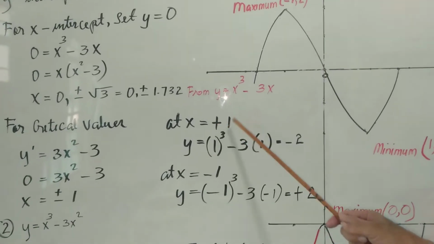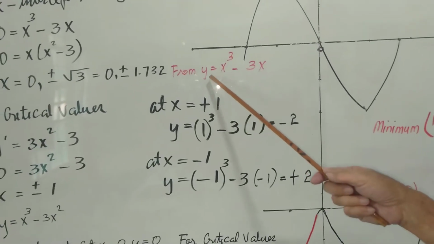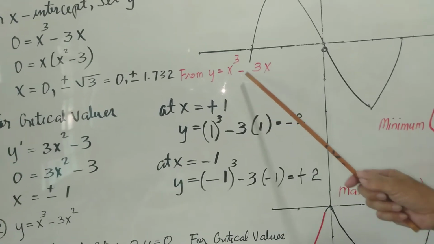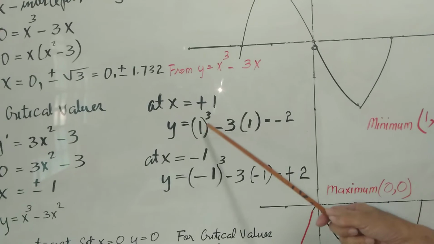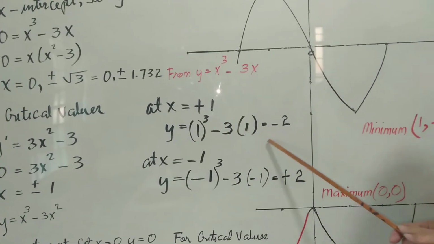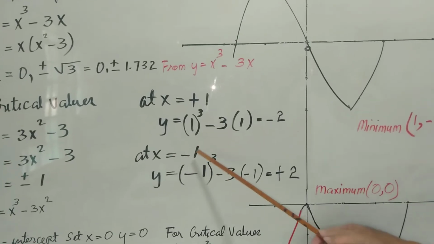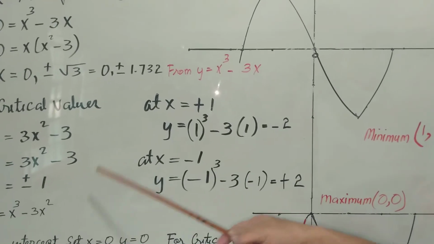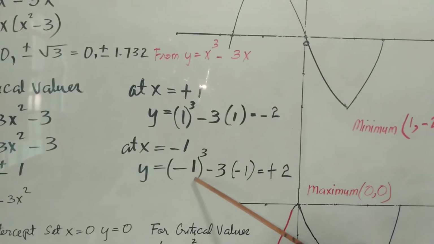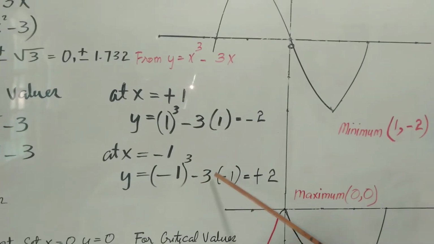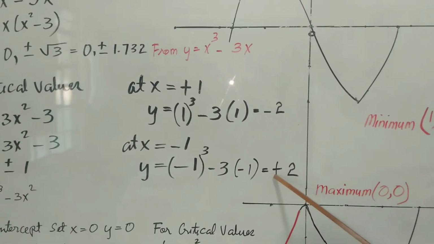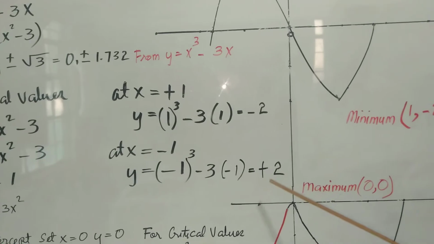So we substitute this into the original equation, y equals x cubed minus 3x, to get the value of y. At x equal to 1, we get 1 cubed minus 3, which is negative 2. At the other value, x equal to negative 1, we have negative 1 cubed minus 3 times negative 1, so we have negative 2, or positive 2, I mean. So we have two values.